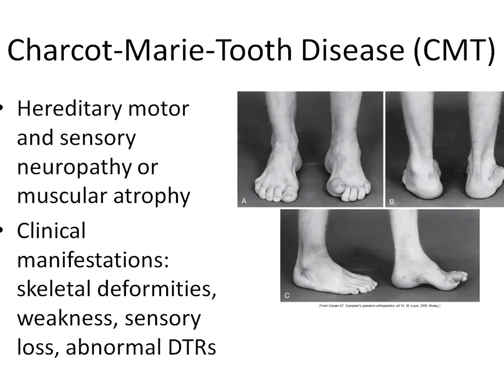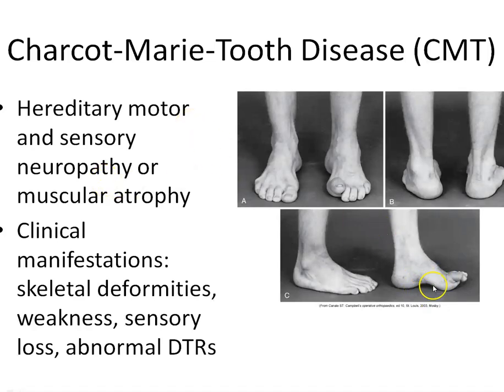We're going to talk about Charcot-Marie-Tooth disease, or CMT. It is a hereditary disorder. It results in motor and sensory neuropathy and muscle atrophy. It is also a progressive disorder. Typically, the muscles affected are the peroneals, and this can progressively affect the forearm and the hands as well, but if it affects our peroneals, we're going to see foot impairments primarily. We are going to see deformities, weakness, sensory loss, and abnormal deep tendon reflexes. So the image here is something called a pes cavus foot deformity, which is a high arch foot.